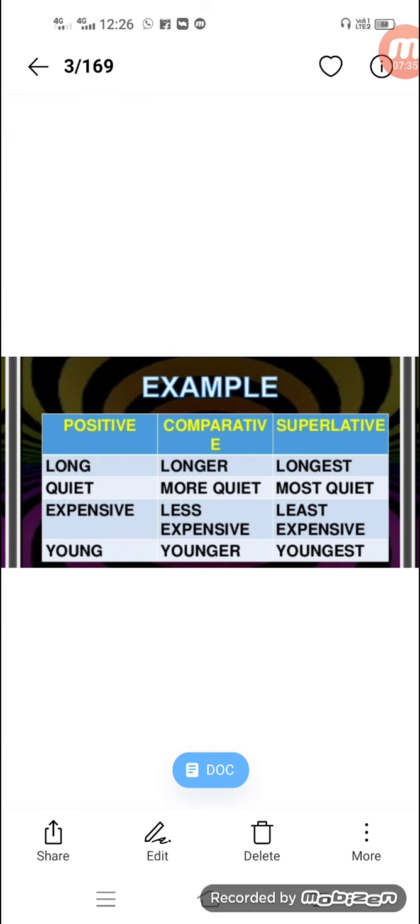Now let us see some examples here. Long is in positive degree, longer is comparative degree, longest is superlative degree. Quiet is in positive degree, more quiet is comparative degree, most quiet is superlative degree. Expensive is in positive degree, less expensive is comparative degree. In superlative degree we will have to add least expensive. Young, younger; in superlative degree we add est to the adjective.